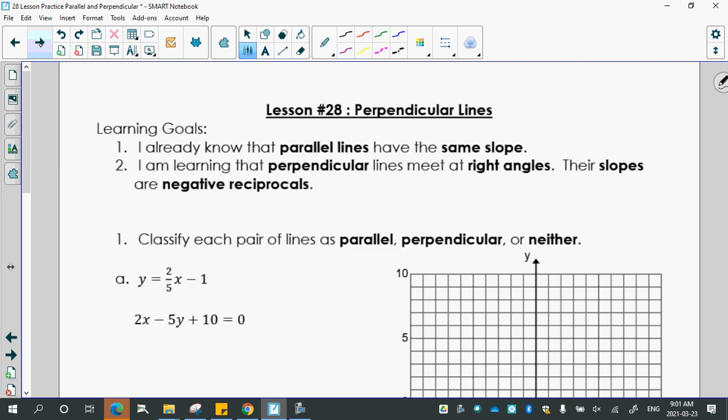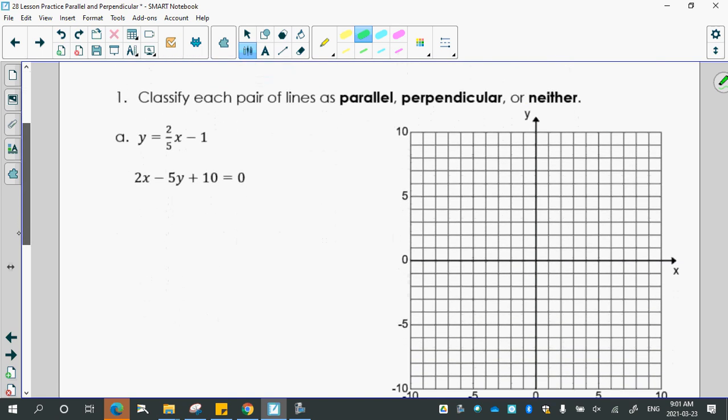Okay, so we already talked about previously that parallel lines have the same slope, so that's important to know. Parallel lines have the same slope, like railway tracks have exactly the same slope. And we just learned that perpendicular lines not only meet at right angles, but their slopes are negative reciprocals, which you now know what that means. Perpendicular slopes are negative reciprocals. So classify each pair of lines as parallel, perpendicular, or neither.